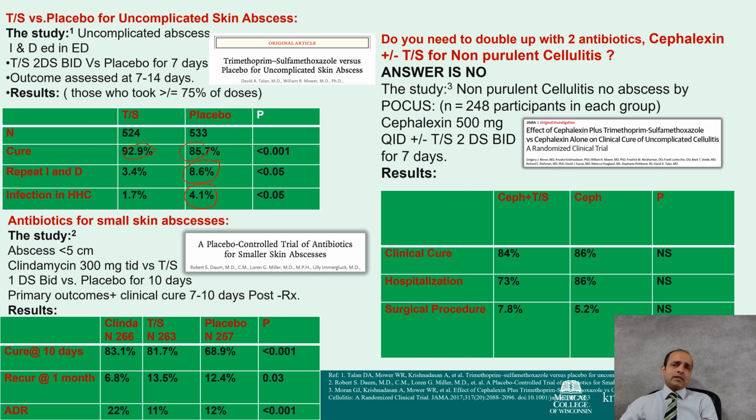Remember, clindamycin has some development of resistance to streptococcus as well. So, which is really interesting finding, that we should not be giving clindamycin to everybody. Then do we need to treat with two antibiotics? The answer is no. There was no additional benefit with a combination of cephalexin and Bactrim compared to cephalexin alone. So we just give one antibiotic.